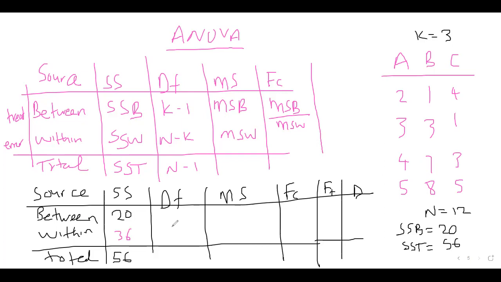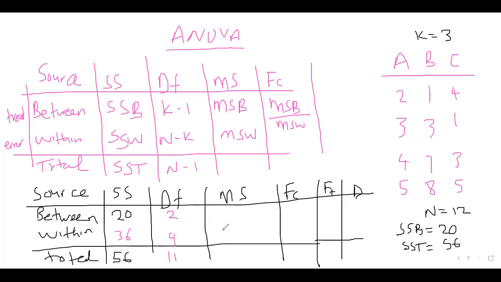Let's go to the degree of freedom for between, which is K minus 1. What is our K there? 3. So 3 minus 1 is 2. Then what is the degree of freedom for within? N minus K. What is our N minus K? 12 minus 3, which is 9. The total here is 11.